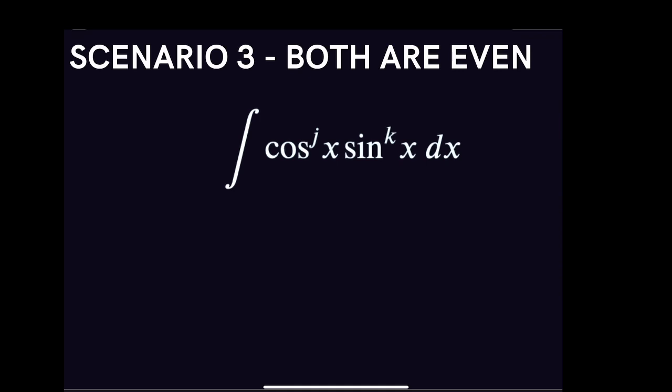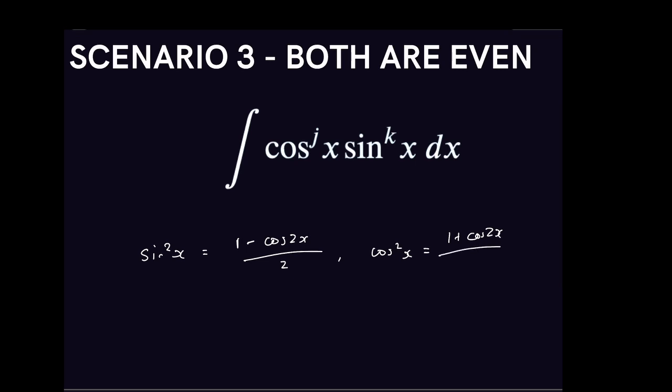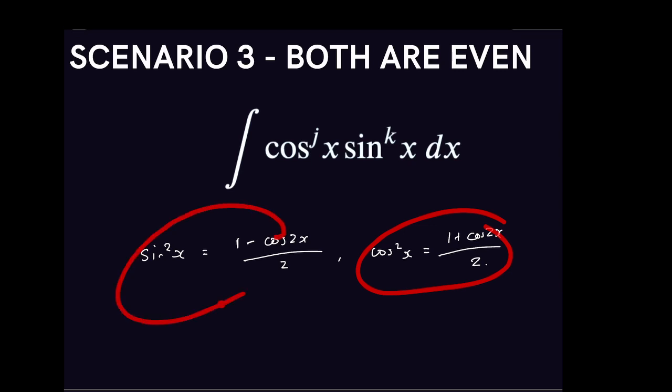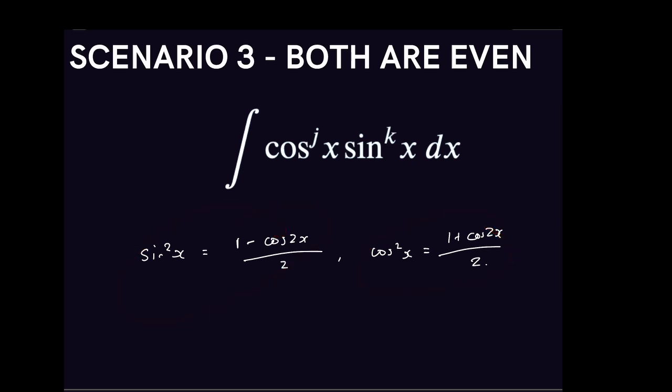Alright guys, so another scenario is when both are even. Okay, so when both are even, j and k are obviously even. So in this scenario, what we need to do is leverage either sine squared x is equal to 1 minus cos 2x over 2, or cos squared x is equal to 1 plus cos 2x over 2, right? And I'll show you exactly what I mean by this just now.